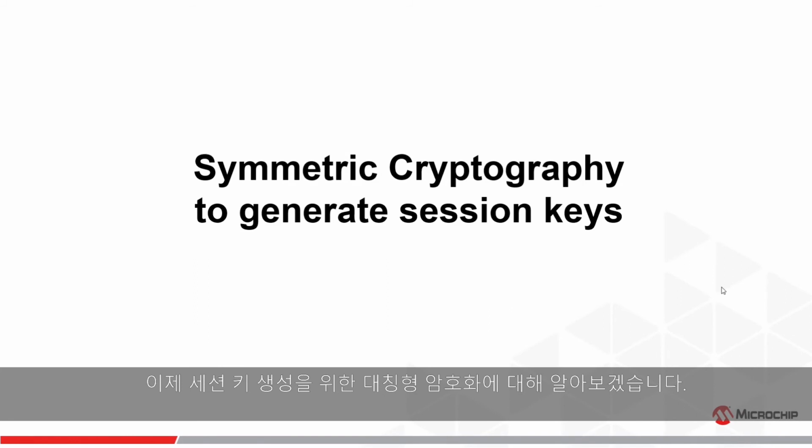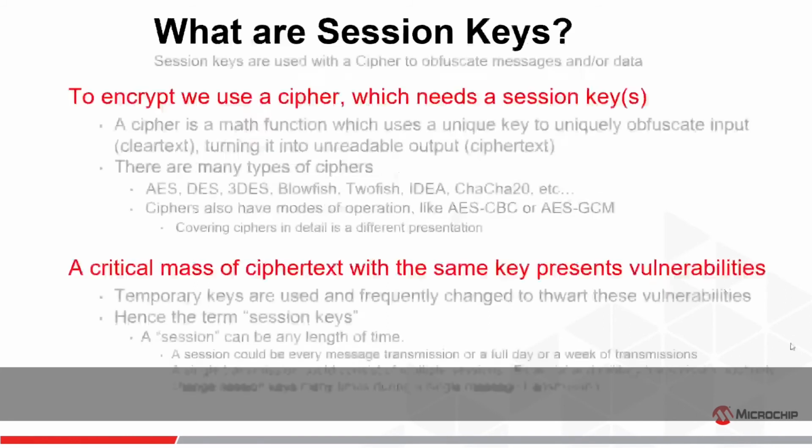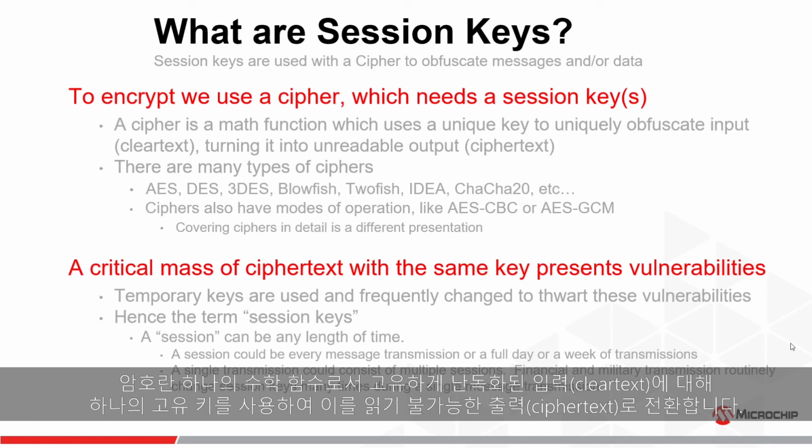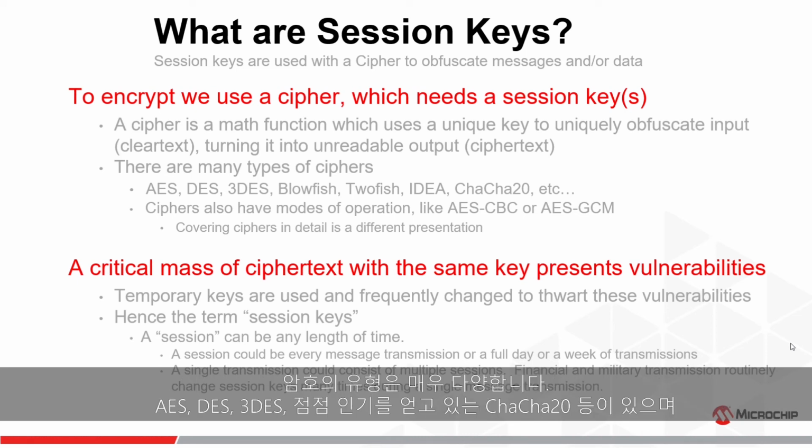Now we'll talk about using symmetric cryptography to generate session keys. What are session keys? Session keys are used with a cipher to obfuscate messages. To encrypt, we use a cipher, which needs a session key or keys. A cipher is a math function which uses a unique key to uniquely obfuscate input, clear text, turning it into unreadable output, ciphertext. There are many types of ciphers.